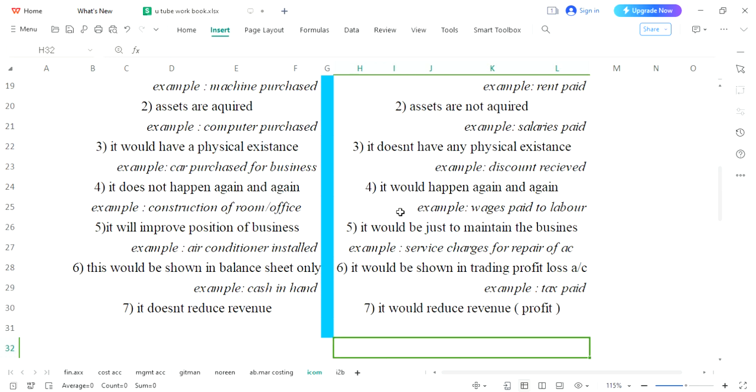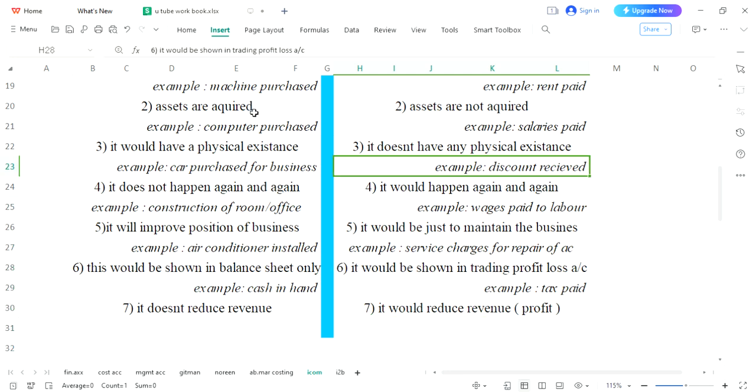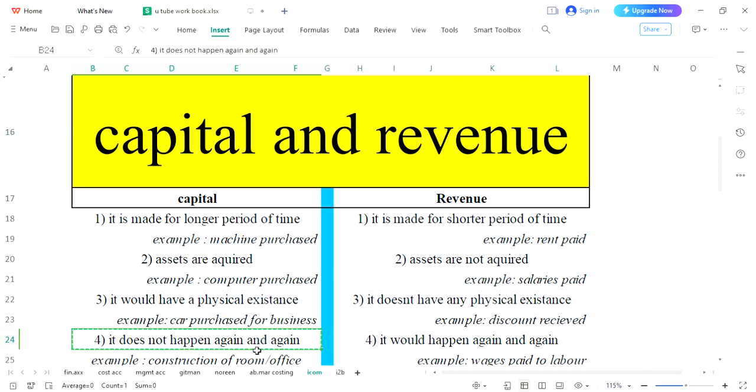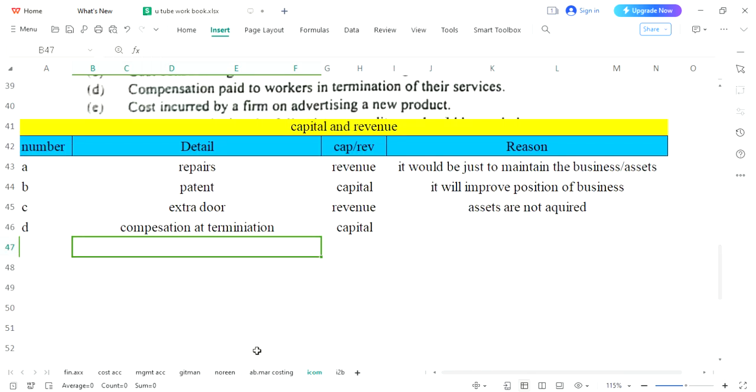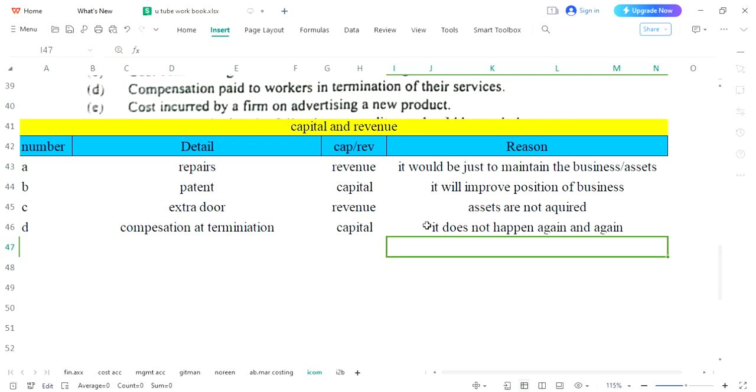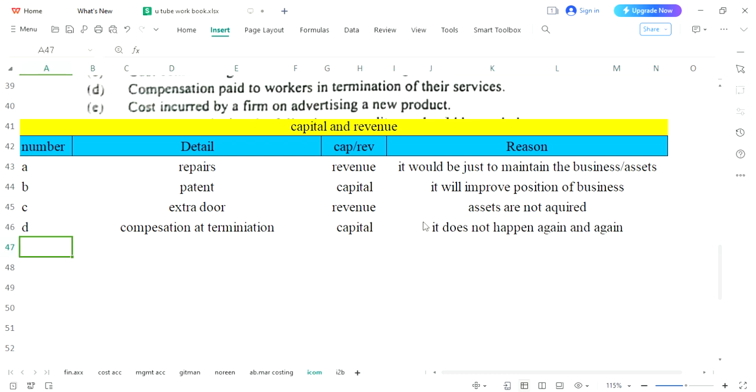Let's seek the reasons. As you can see, the first is the closest. It is made for a longer period of time. All right, it does not happen again and again. So we are picking the fourth. It is capital because it does not happen again and again. You can understand the end of the job of one employee is not usual. It would take a lot of time.